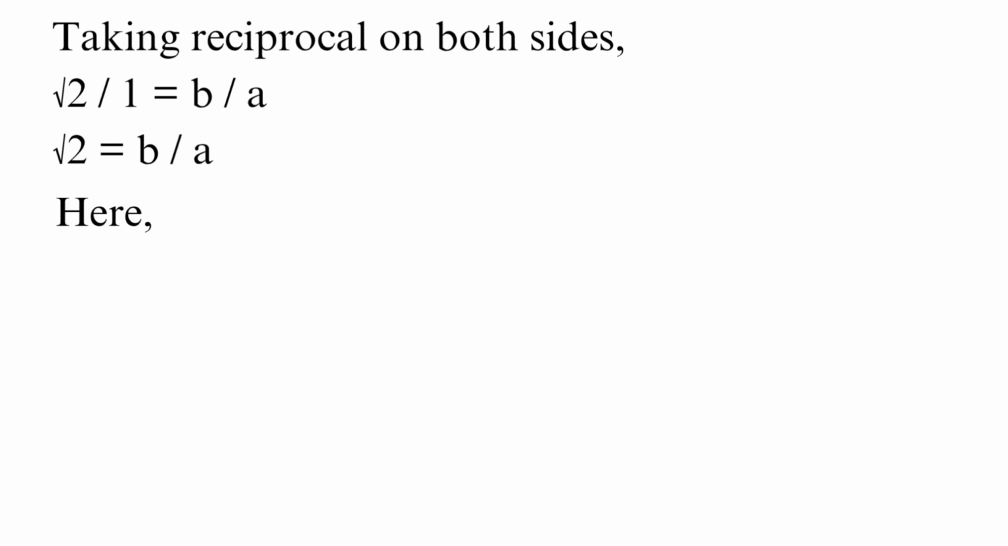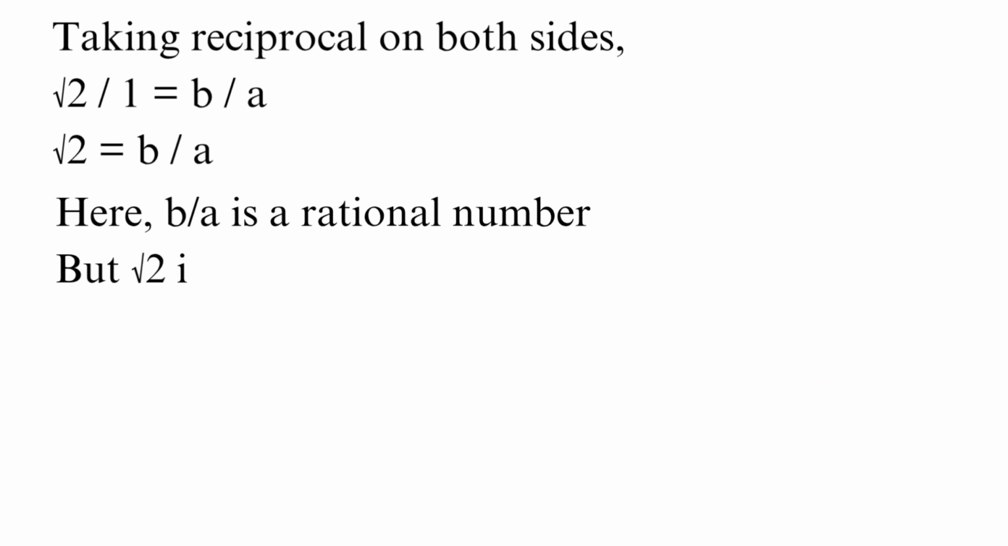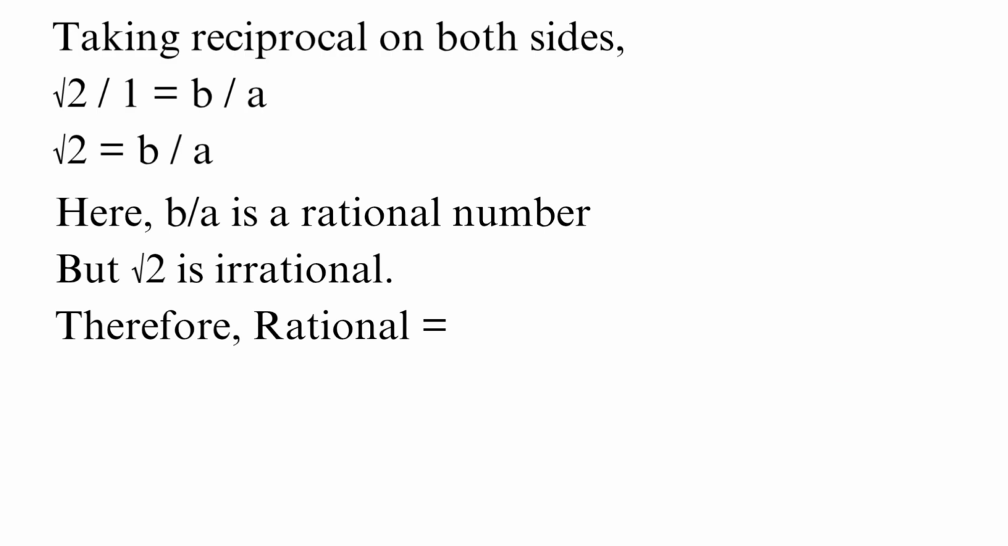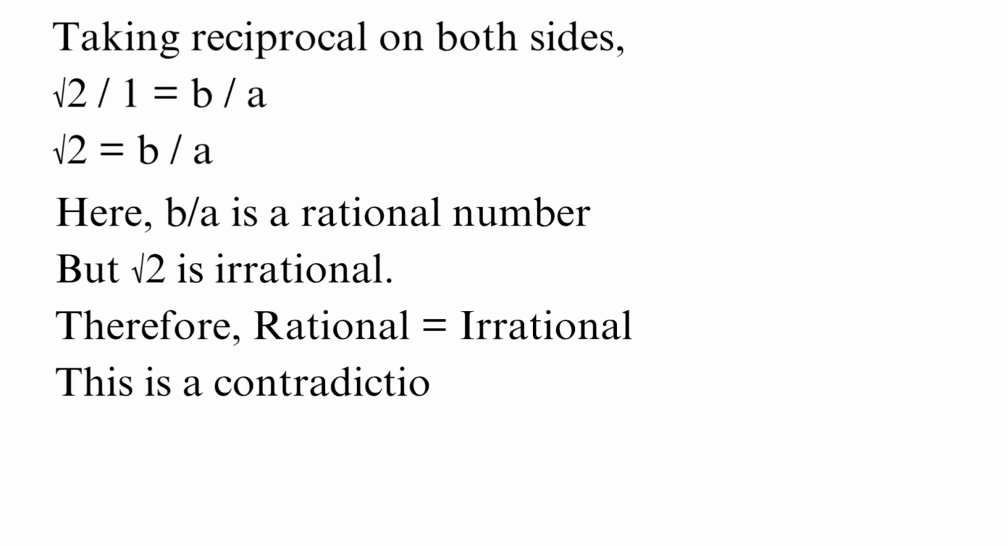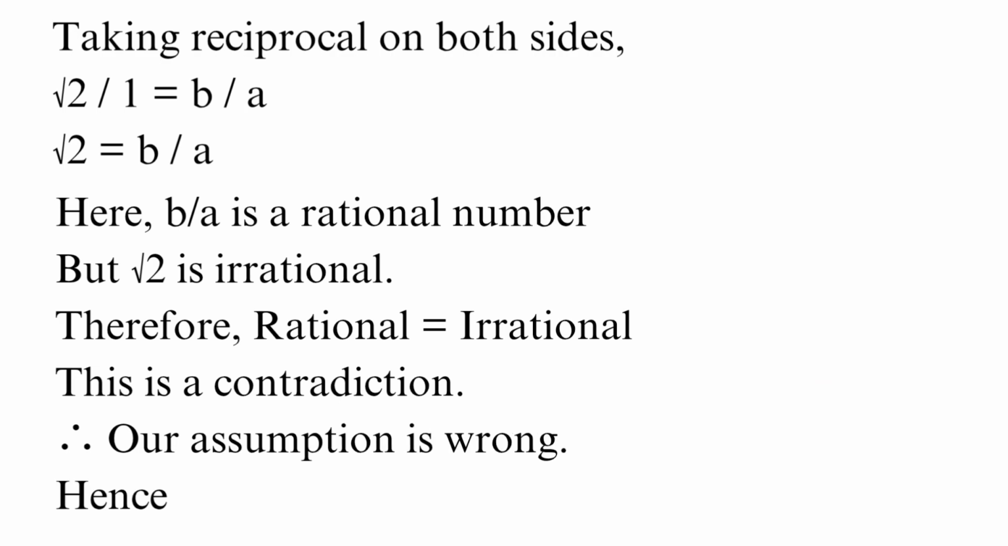Here, b/a is a rational number, because a and b are integers. But square root 2 is irrational. Therefore, rational equals irrational, which is not possible. This is a contradiction. Therefore, our assumption is wrong. Hence, 1 over square root 2 is irrational.